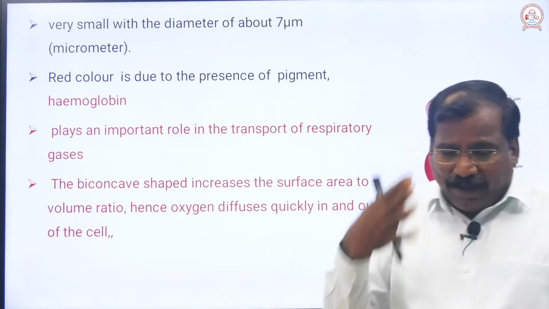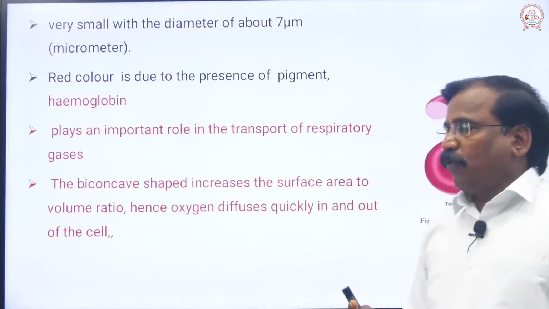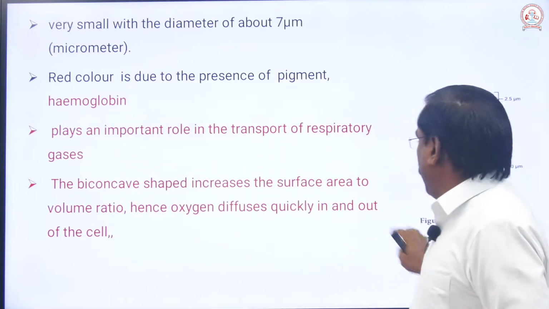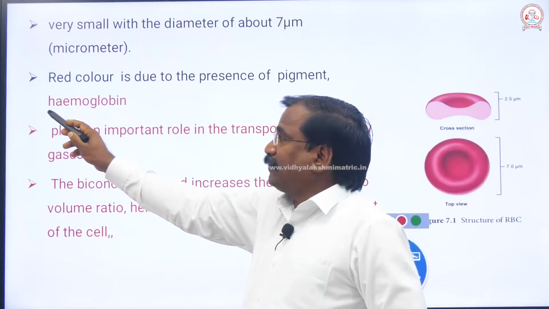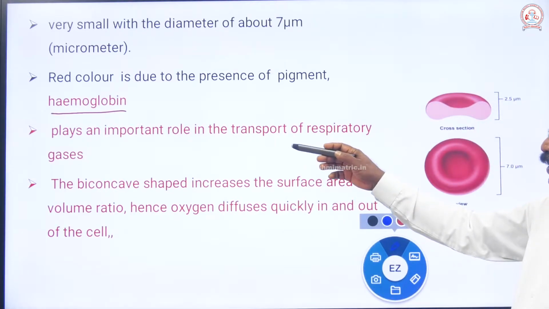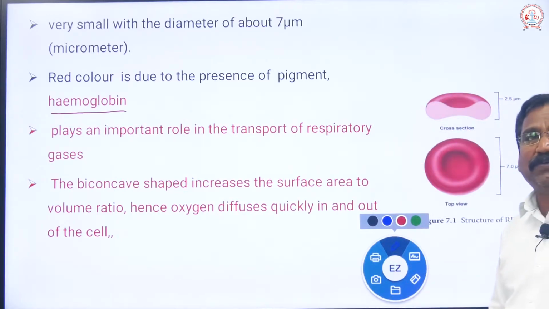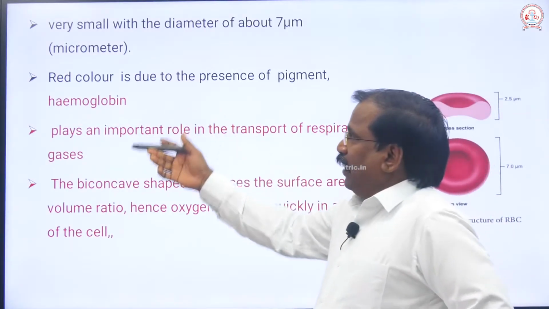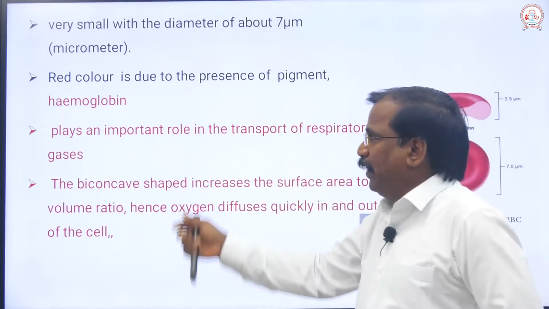It is called red blood cells because of the color. Red blood corpuscles. Why is it red? Because of the presence of a pigment called hemoglobin. Why is RBC red? Red blood corpuscles are red in color because of the presence of the pigment called hemoglobin.